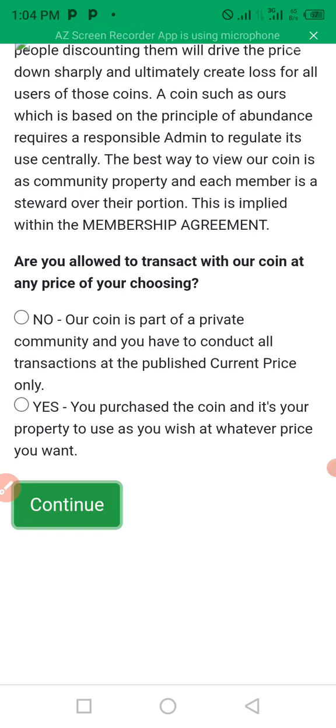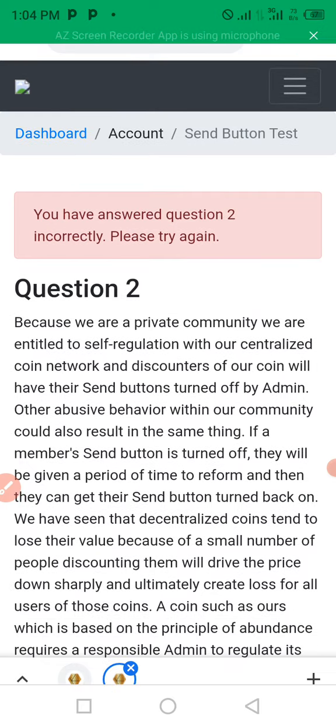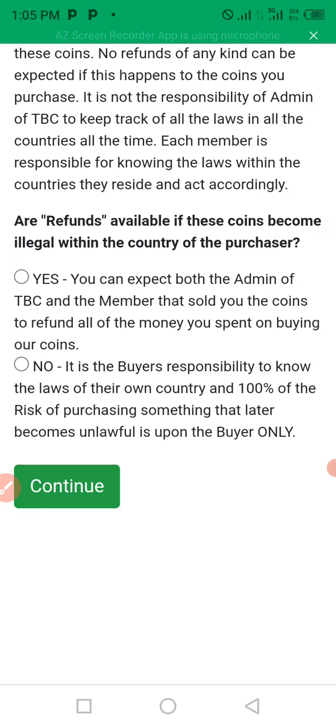It's the wrong answer. This is the second question. If you look at the top, this is the second question. Are you allowed to transact with your coin at any price of your own choice? Which is no. Our coin is part of a private community. Click on one. Then continue.